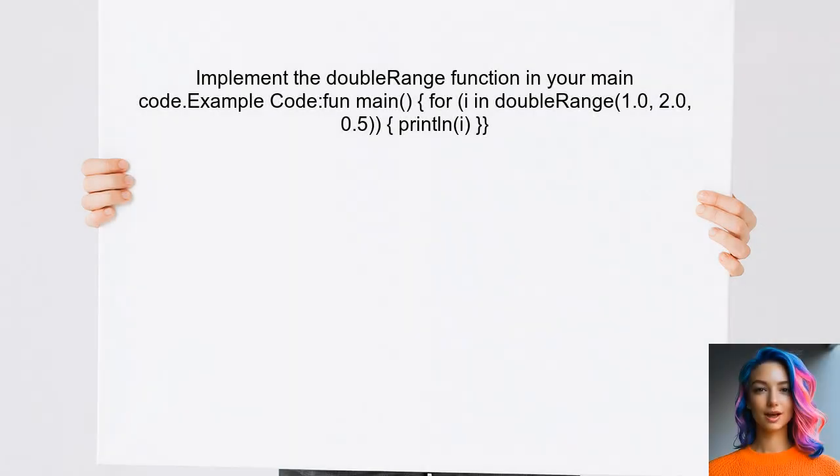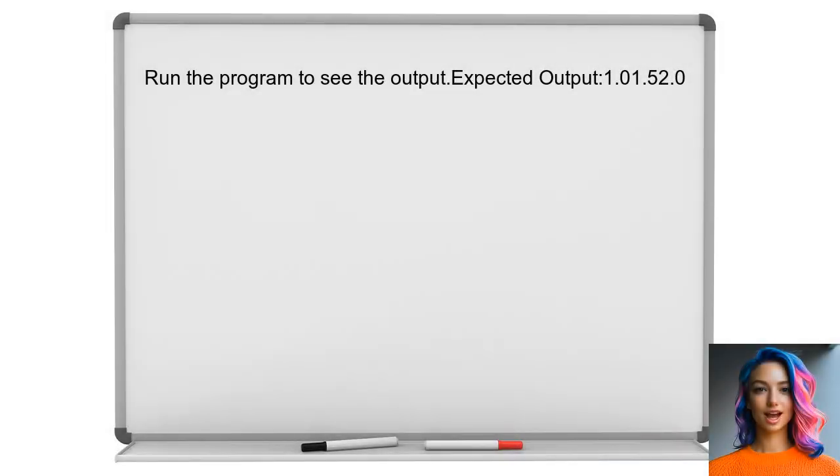Next, the user can implement this function in their main code. They will call the double range function within a for loop to iterate through the values. Finally, the user can run the program. This will print the double values from one point to another using the specified step.